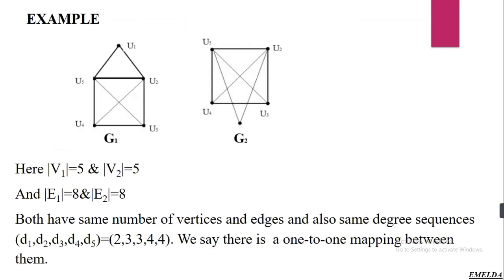So this is an example of isomorphic graphs. This is graph G1 and this is graph G2, where the number of vertices in G1 is 5 and the number of vertices in G2 is 5. Similarly, the number of edges in G1 is 8 and the number of edges in G2 is also 8. Both have the same number of vertices and edges, and also the same degree sequences. So we say that there is a one-to-one mapping between them.